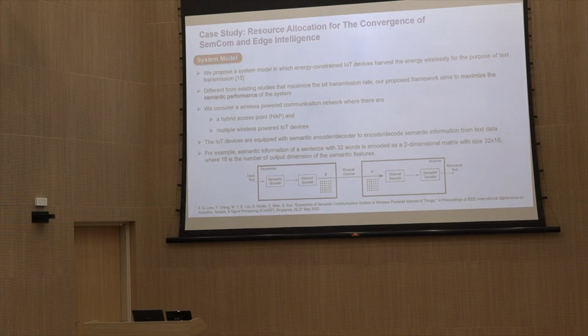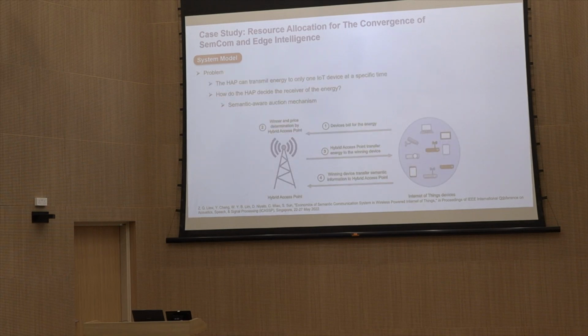For example, the semantic information of a sentence with 32 words can be encoded as a two-dimensional matrix with the size of 32 times 16, where 16 here is the number of output dimensions of the semantic feature. The problem statement here is that the hybrid access point can transmit energy to only one IoT device at a specific time. Here we try to answer the question: how does the hybrid access point design the selection of the receiver of the energy that will use the energy to transfer the semantic information?